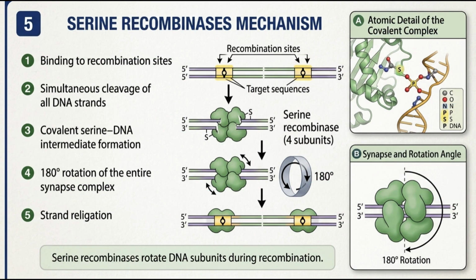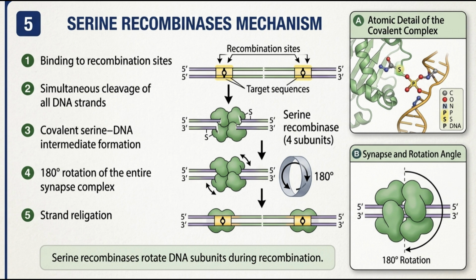Serine recombinases mechanism. Serine recombinases catalyze recombination through a rotational mechanism. First, the recombinase binds specific recombination sites. Then, all 4 DNA strands are cleaved simultaneously. A covalent serine-DNA intermediate forms. Next, the DNA subunits rotate approximately 180 degrees relative to one another. Finally, DNA strands are religated, completing recombination.